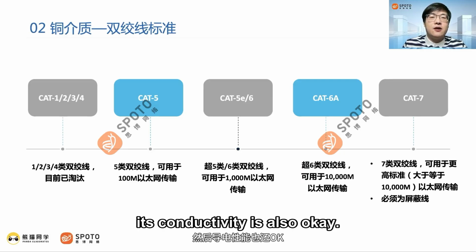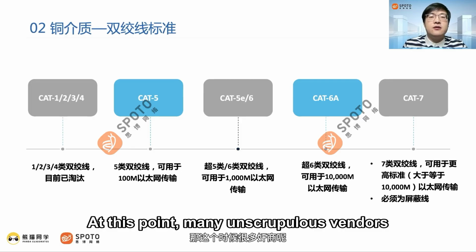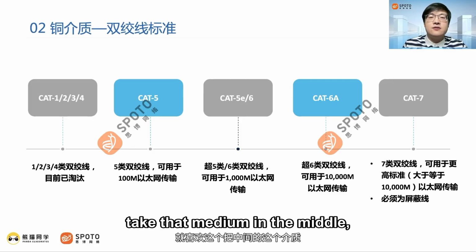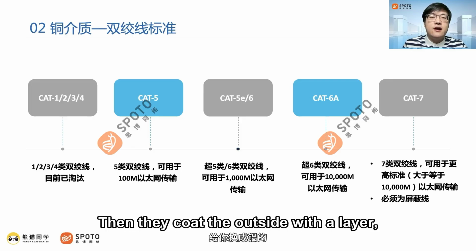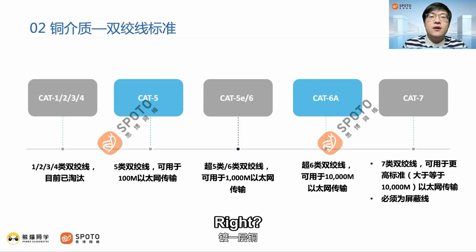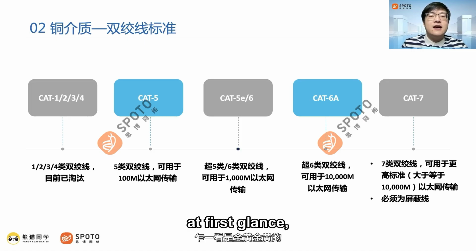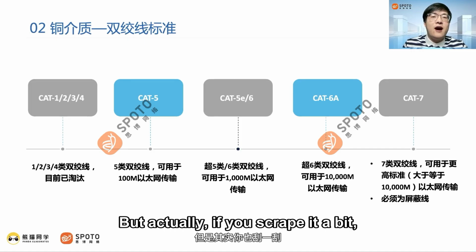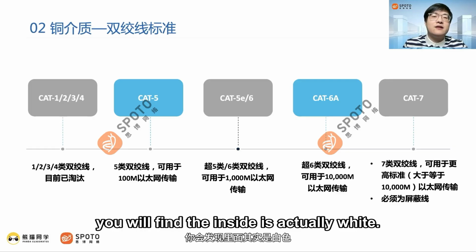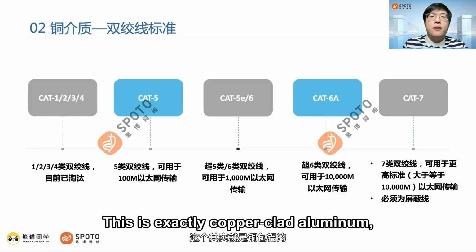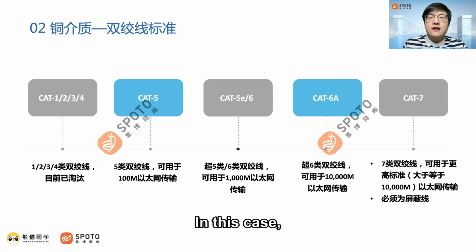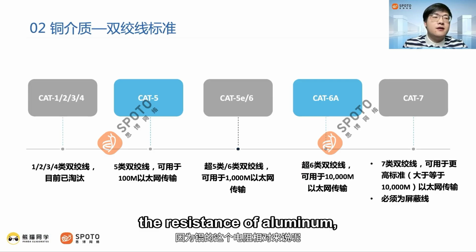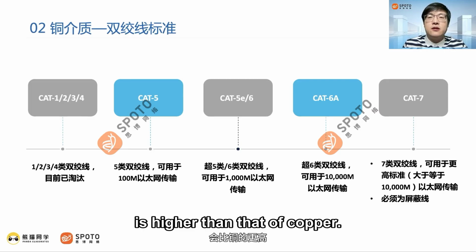Right? And at this point, many just love to take that medium in the middle and swap it with aluminum. Then they coat the outside with a layer, plating it with copper. When you strip the cable jacket, at first glance, it's golden yellow. But if you scrape it a bit, you will find the inside is actually white. This is exactly copper-clad aluminum. In this case, the resistance of aluminum is relatively higher than that of copper.